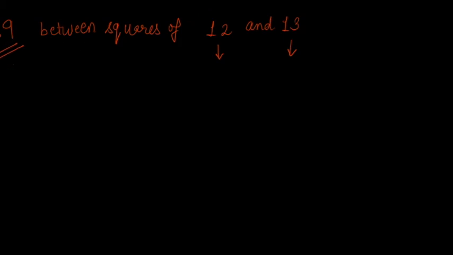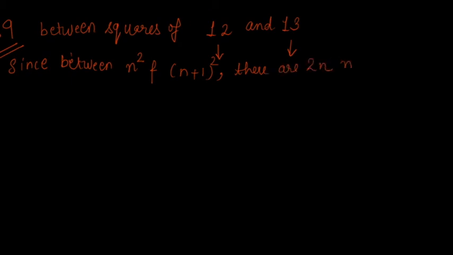So how do we write it? Since between n square and n plus 1 whole square, there are how many numbers? 2n non-square numbers. Now what does that mean? If I say that there are 2 consecutive numbers given, n and n plus 1, right? So the numbers that lie between the squares of the following will be equal to 2n.